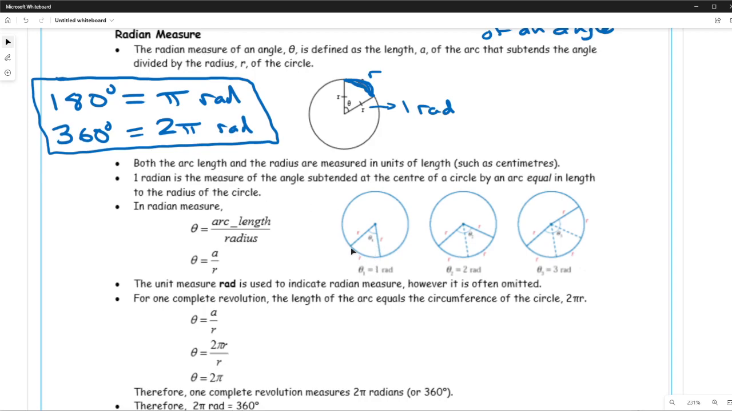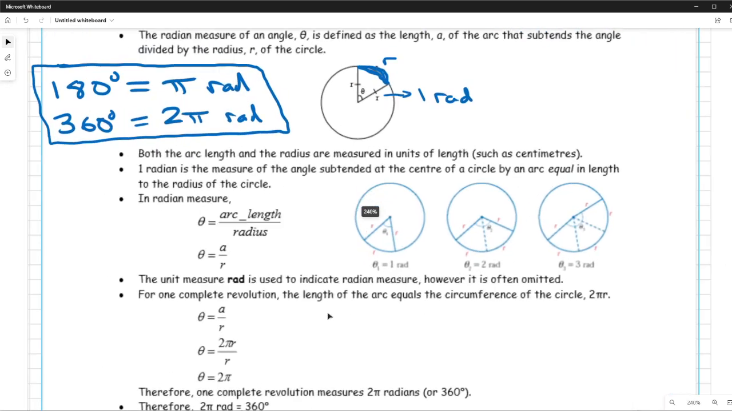So once again, here's 1 rad, here's 2 rads, here's 3 rads. And you can see that the 3 rads is almost like 180 degrees, but not quite, right? Because of course we know that to get all the way across the circle in a direct way, you would need pi, not 3. Now rad is the unit of measurement for this, but often it's not actually written down.